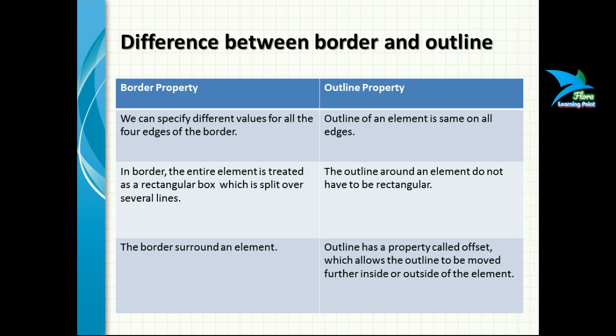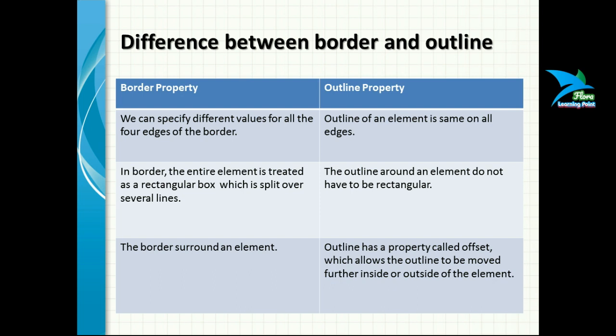And next, in border, the entire element is treated as a rectangular box which is split over several lines. That means the border property treats each and every HTML element as a rectangular object, and the border is always in the shape of a rectangle. But on the other side, the outline around an element does not have to be rectangular. That means the shape of the outline depends on the shape of the HTML element.